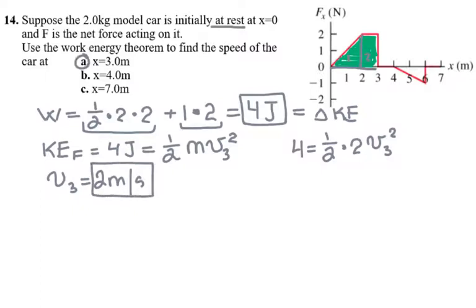For B, I need to find the velocity at 4 meters. There is no force acting, and no work done on the car. So that means there is no change of the kinetic energy. So for 1 meter, the force was not acting on the car, so the kinetic energy of the car will not change. So the velocity at 4 is still 2 meters per second.